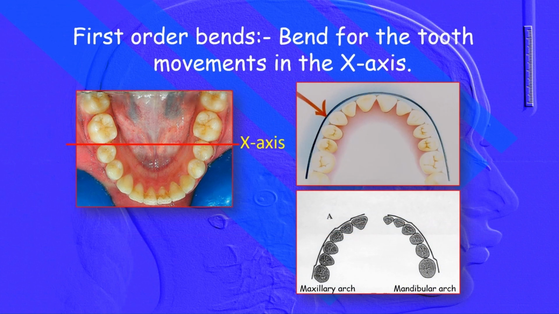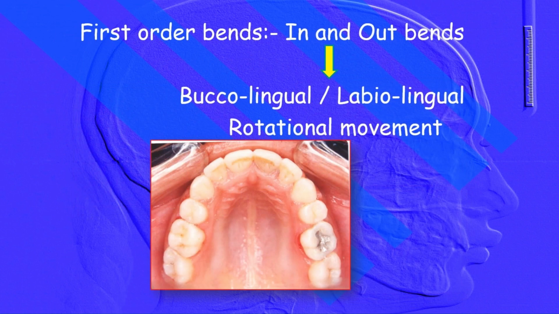First order bends are various bends in the arch wires that cause tooth movement in the x-axis. First order bends are also known as in and out bends. They cause labiolingual or buccolingual tooth movements. First order bends also cause rotational movements.